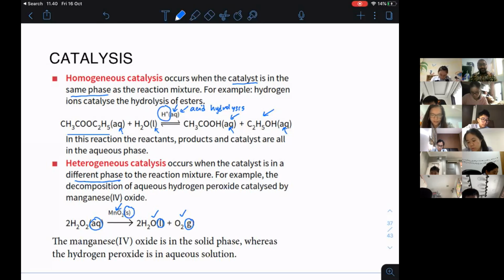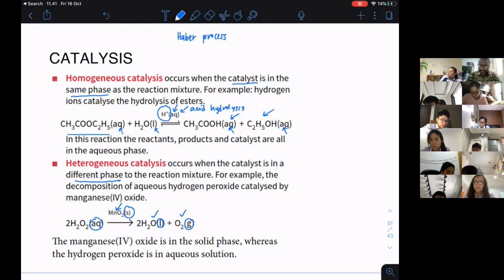If I give you one example, look at the Haber process. Charlton, can you give me the equation for the Haber process? N2 plus H2 become NH3. Okay, so it's a reversible reaction, right? So let's balance this equation.